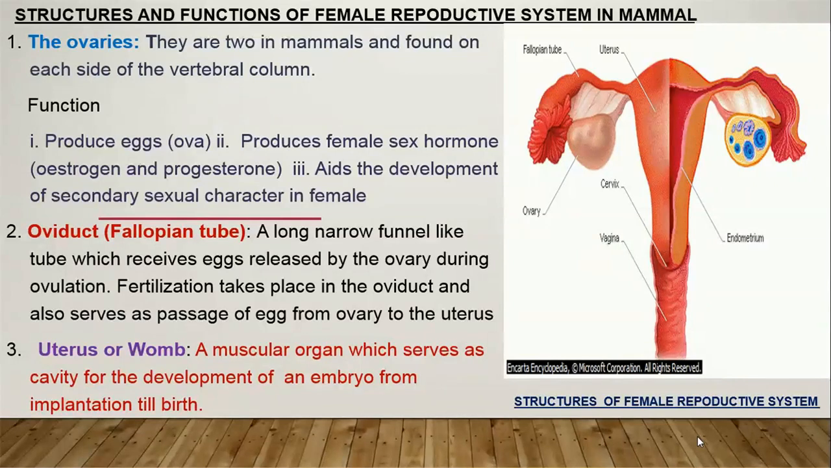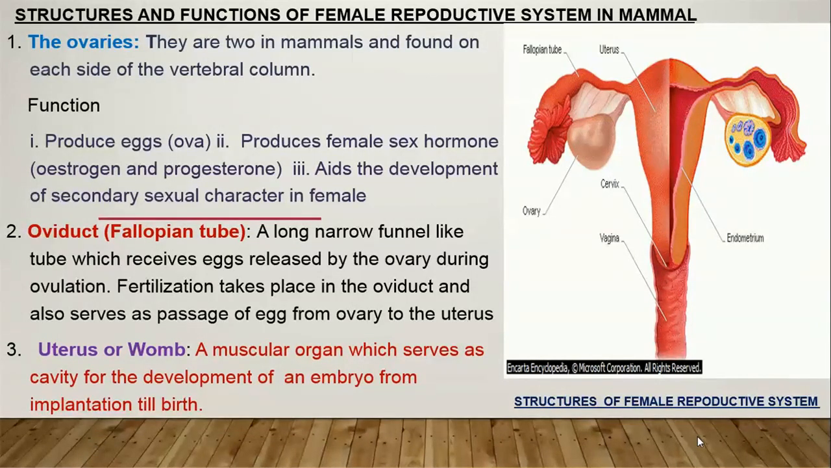Number 3 is the uterus, or we can call it the womb. Yes. Okay, it's a muscular organ or sac which serves as cavity, that means a space for the development of an embryo from implantation to birth. So we all once lived in a womb. Alright, here is an image showing the female reproductive system. Okay, so let's look at them. I can see the ovary, I can see the fallopian tube.